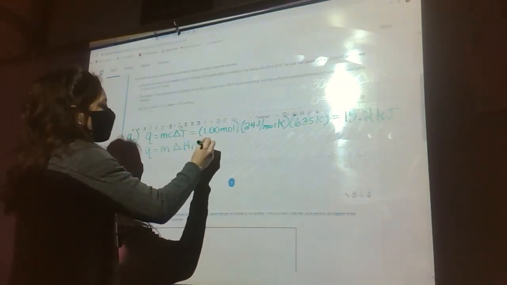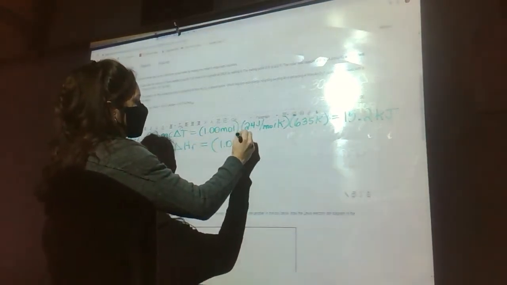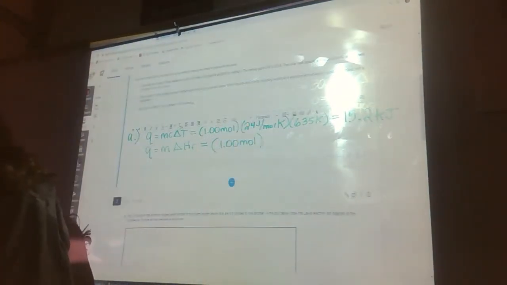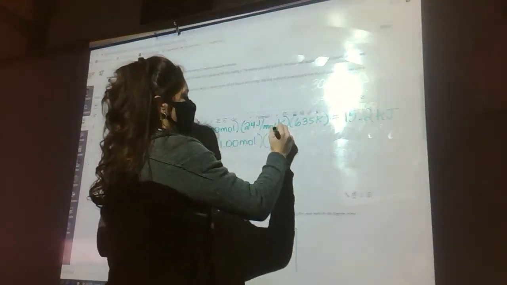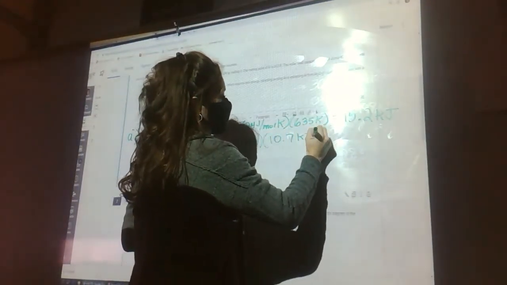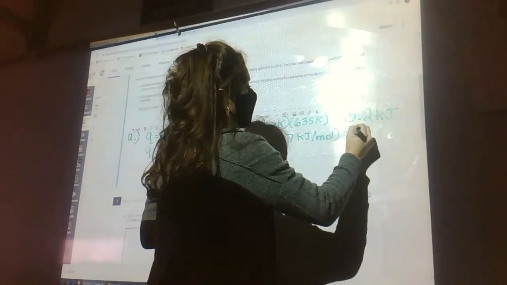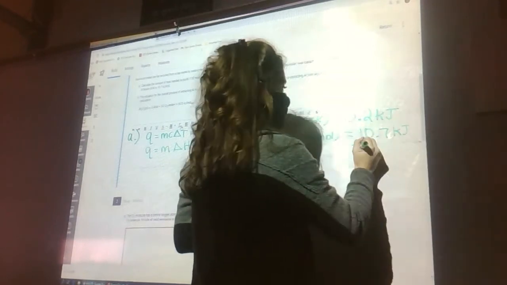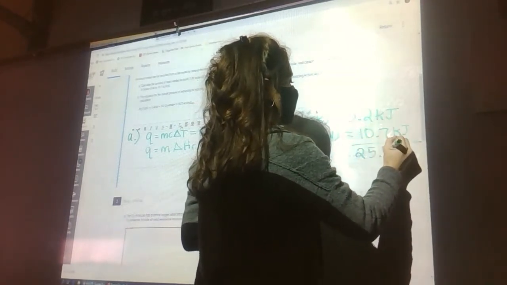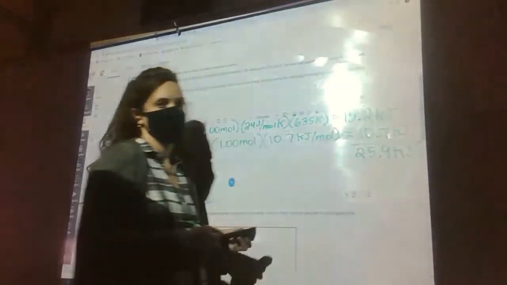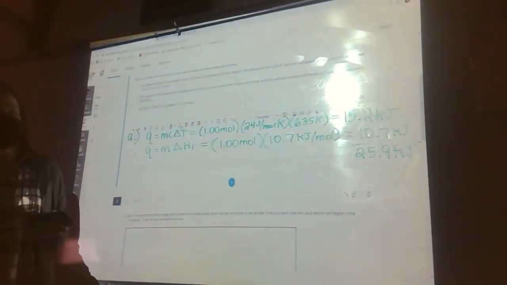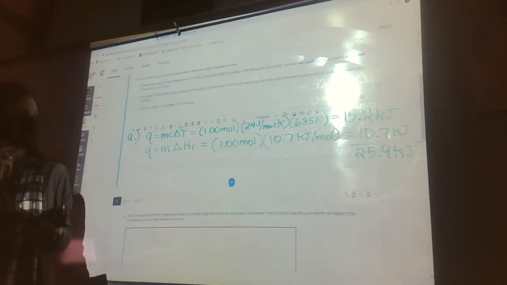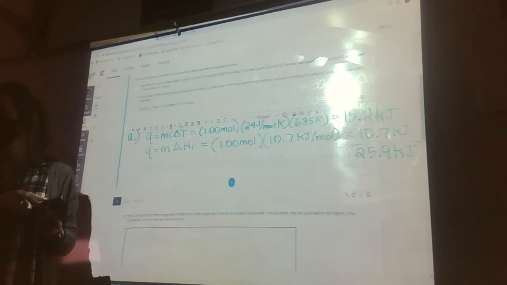Once we're at the melting point, we're going to take our 1 mole and melt it with the molar enthalpy of fusion, which is 10.7 kilojoules per mole. And that whole thing takes 25.9 kilojoules. You just add them up. Energy to change the temperature, energy to melt. Questions or comments on that?